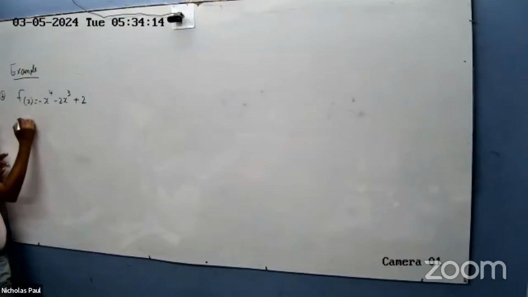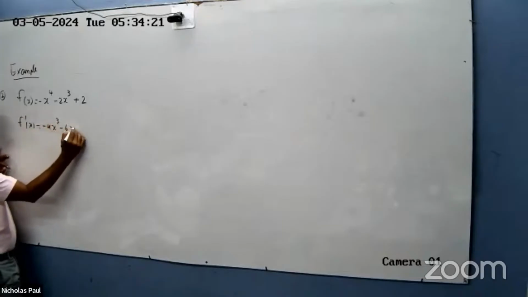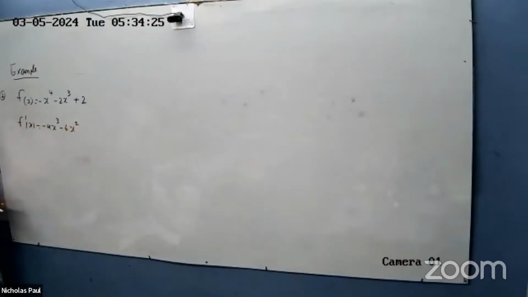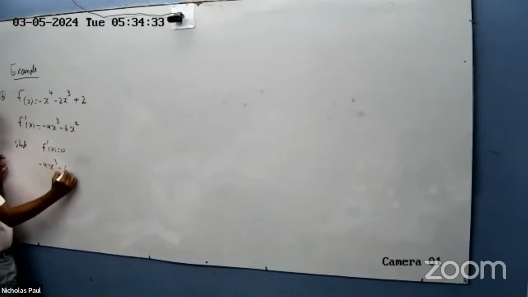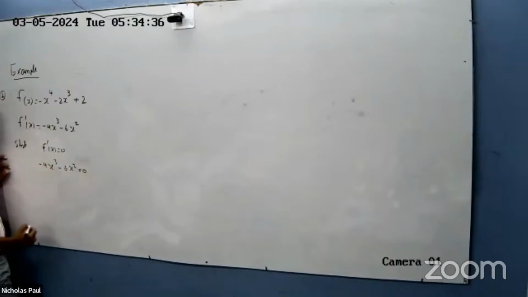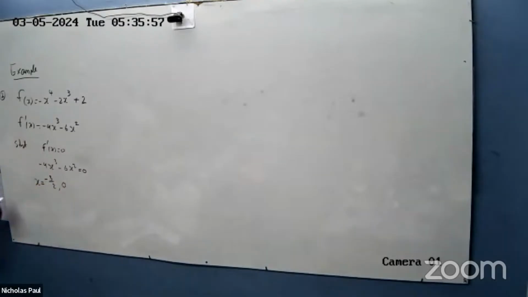You should have your first differential by now, and you will get minus x to the 4 minus 6x squared. Remember, your stationary points occur when f prime x is 0. So it's minus 4x cubed minus 6x squared is 0. When you solve, what did you get? x is negative 3 on 2, 0. That's all.